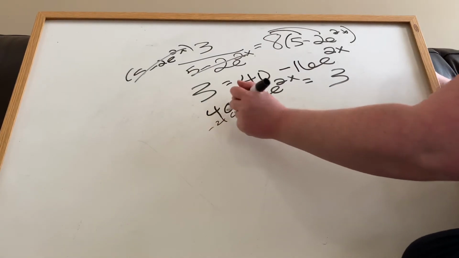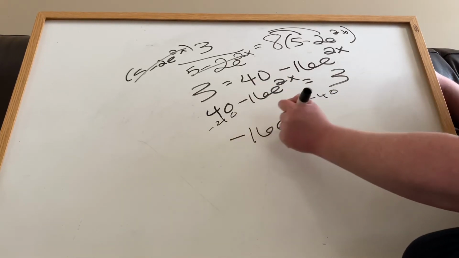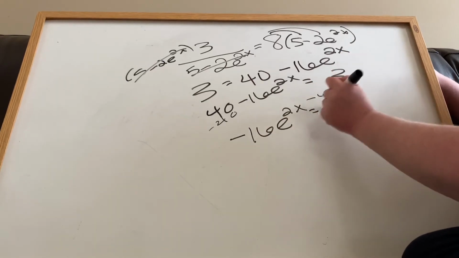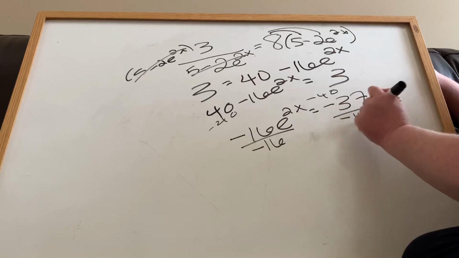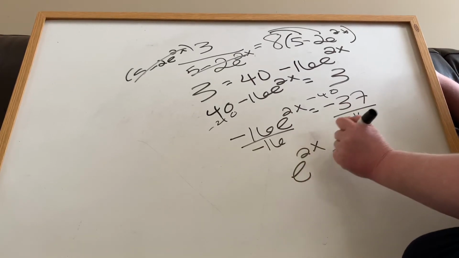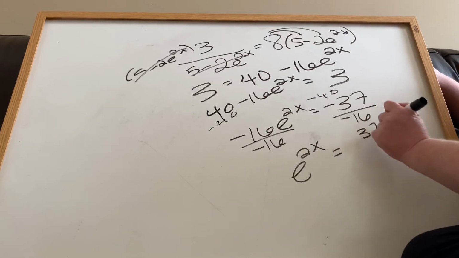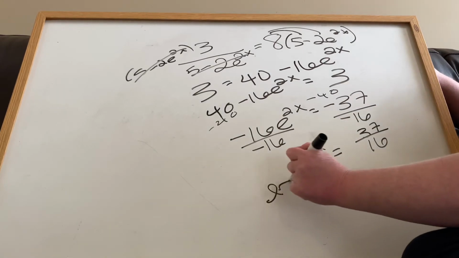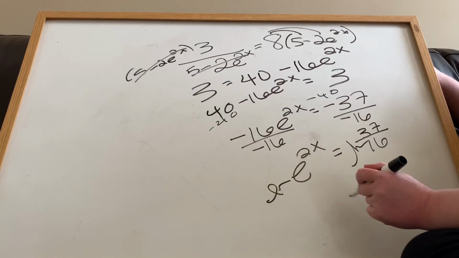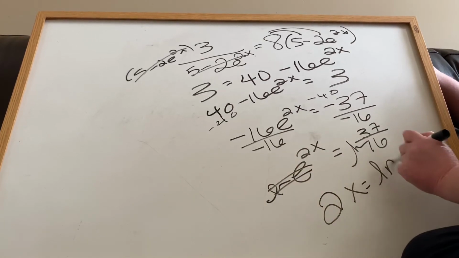So I'm going to subtract the 40. So then negative 16, because watch your signs, e to the 2x is going to be 3 minus 40, which is negative 37, divide by negative 16. So then e to the 2x equals negative 37 over negative 16, which doesn't reduce except to get rid of the negatives. Fine. So now you got to get to the 2x. You're going to take the natural log of both sides. So then here this goes away and you have 2x equals the natural log of 37 over 16.